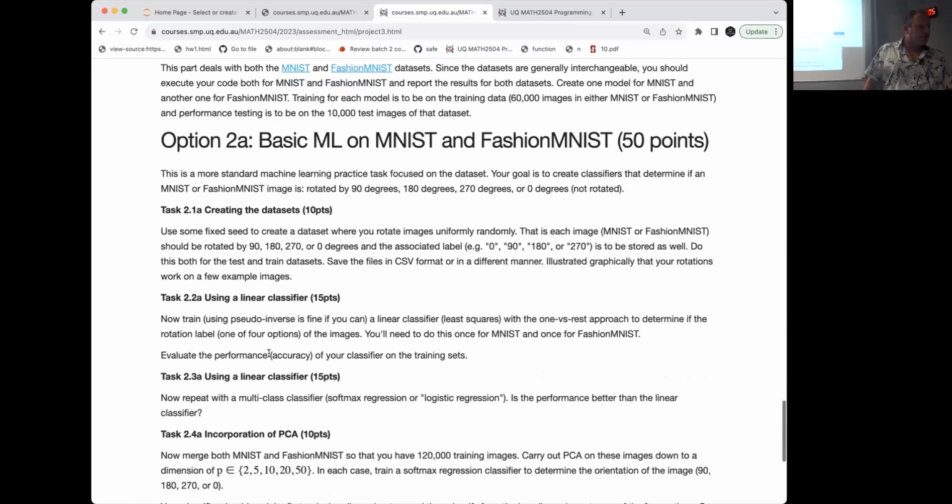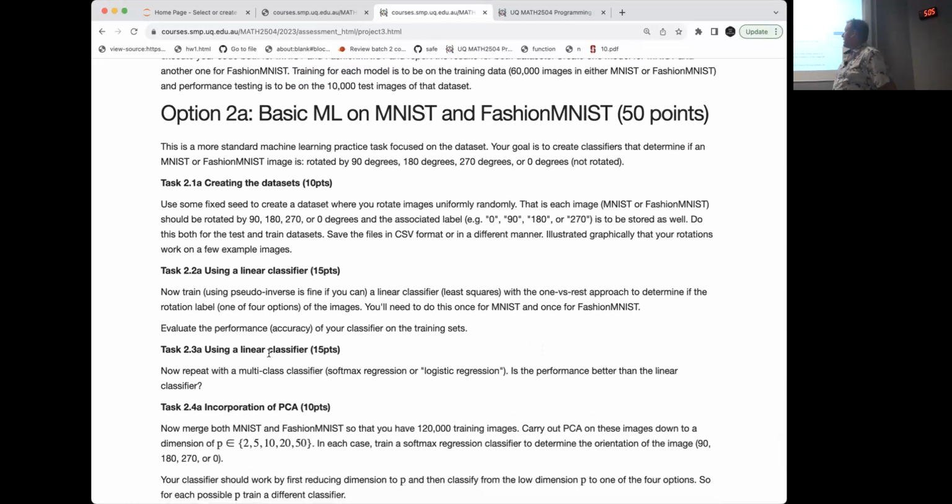So again, option 2A is somewhat easier. It has these 4 tasks, and in each of these tasks you're actually doing stuff that we'll cover in the lecture today, but slightly different, and applying it to the MNIST dataset. In this case, you're not predicting what is the digit, but you're rather predicting if the digit is straight up or 90 degrees like this, or 180 degrees or 270 degrees, etc. Okay, so you assume it's one of these 4 orientations. But to do that, you also prepare the dataset.